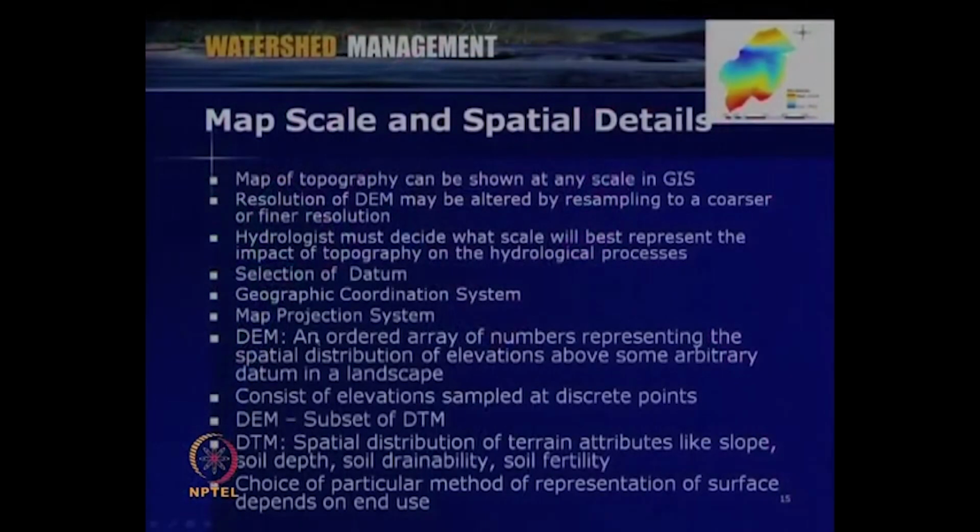And then as far as the digital elevation model is concerned, as I already mentioned, DEM is an ordered array of numbers representing the spatial distribution of elevations above some arbitrary datum in a landscape. So, DEM consists of elevations sampled at discrete points. That way we will have the spatial variation and then the vertical or contour-based variation. This DEM is actually a subset of DTM, or digital terrain modeling. It gives the spatial distribution of terrain attributes like slope, soil depth, soil drainability, soil fertility, etc., within the perspective of watershed management.